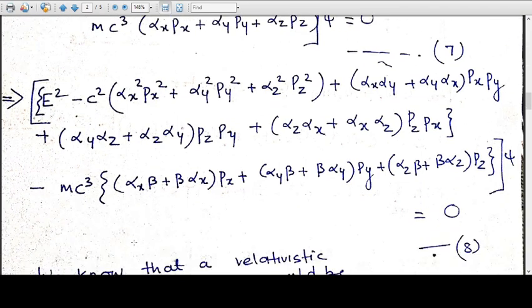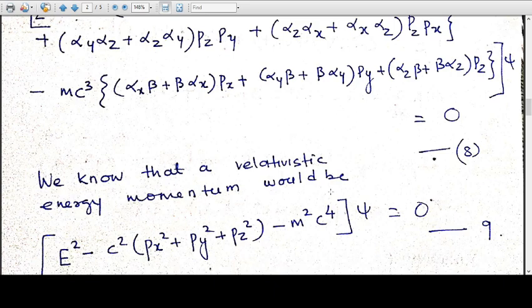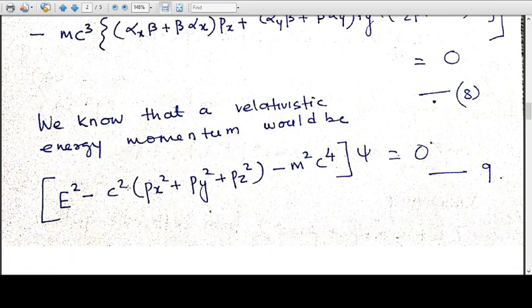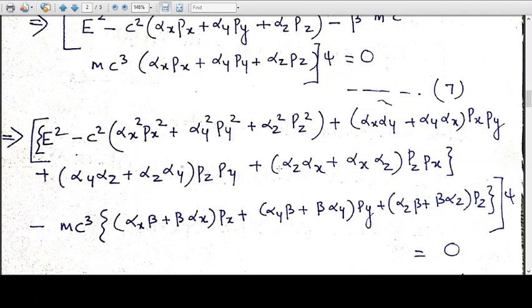Now, once you do this, you will get these terms. With these terms, you name this as equation 8. Why are we doing this? Because ultimately we want to say that the relativistic energy momentum should be of this expression. P square C square plus M square C4 is equal to E square is the relativistic momentum expression. So this equation, if it has to be relativistic, has to be in this form: E square minus (px square plus py square plus pz square) minus M square C4 psi is equal to 0. We are getting such terms.